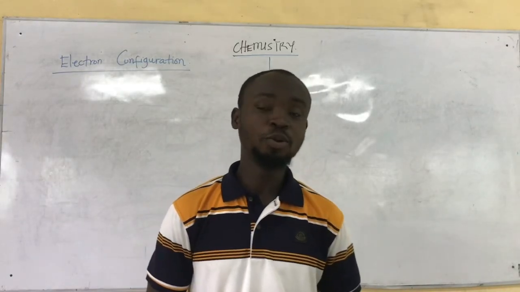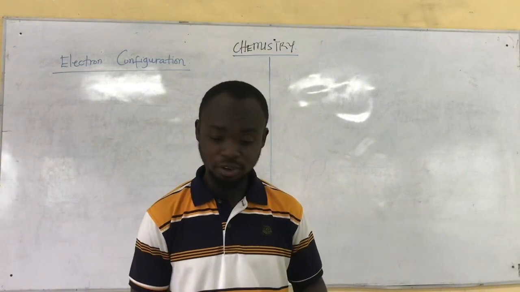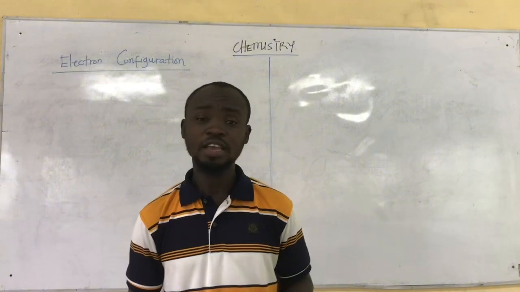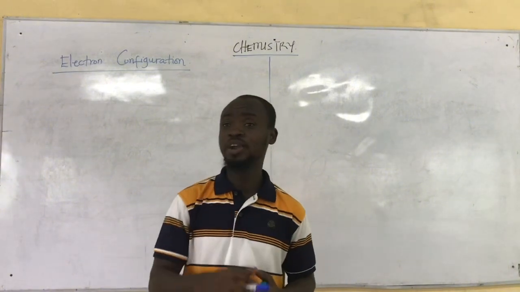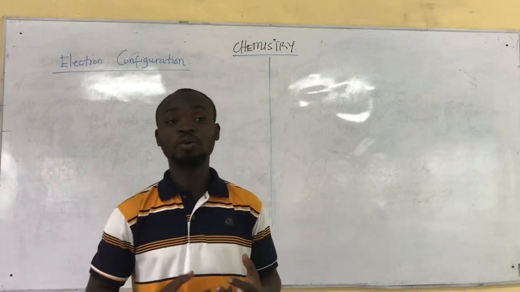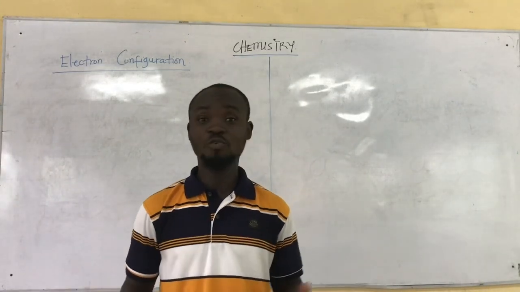In this lesson, we'll be looking at electron configuration. When you talk about electron configuration, it's simply how electrons are arranged in orbitals around the nucleus of an atom. Or we are just going to describe how electrons are arranged in the orbitals of an atom.